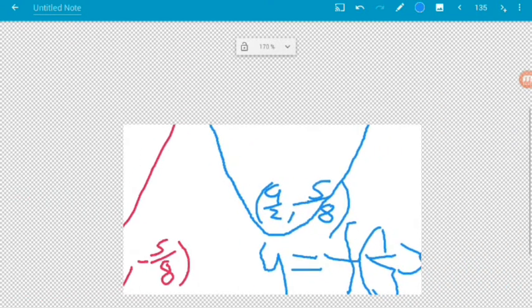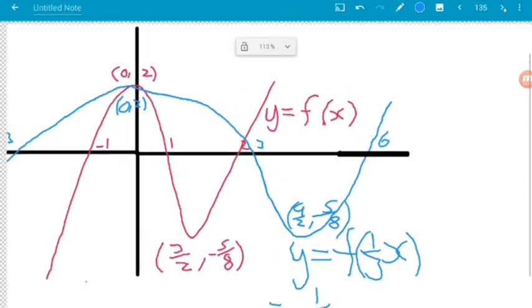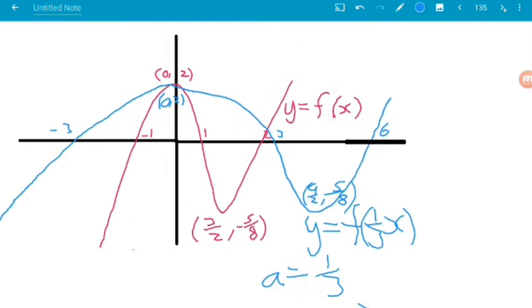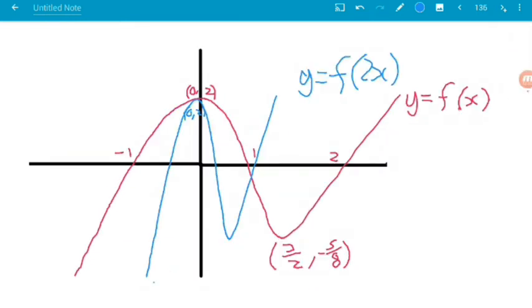So there we have a sketch of our stretched cubic function. Good times. Okay, last example then. Thank God, this has taken me about 4 hours. We've got the same cubic and we want to transform it to y equals f of 2x.